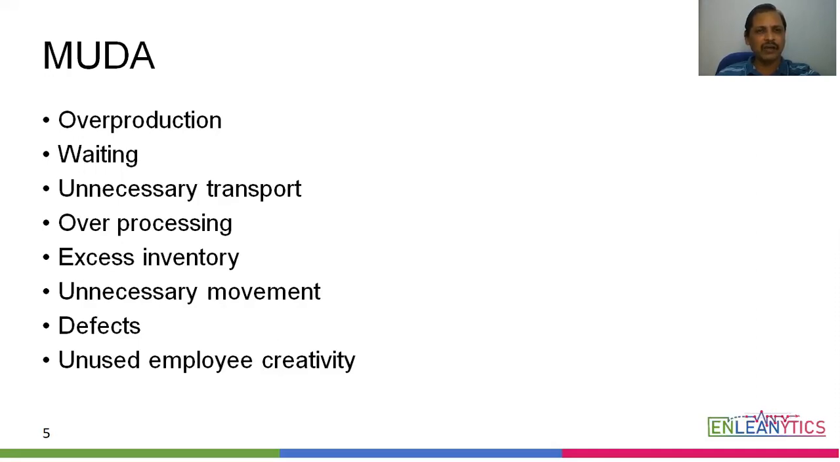Then we also have unnecessary movement of people from one place to another without adding any value, and many times our processes are made very, very complex. So it can result in over processing. Rather than completing a job in a very simple and easy manner, we make it much more complicated by building more steps into our manufacturing and service delivery processes.